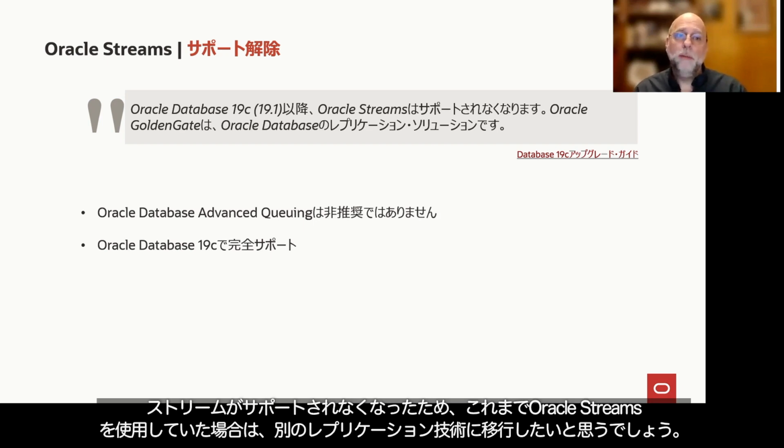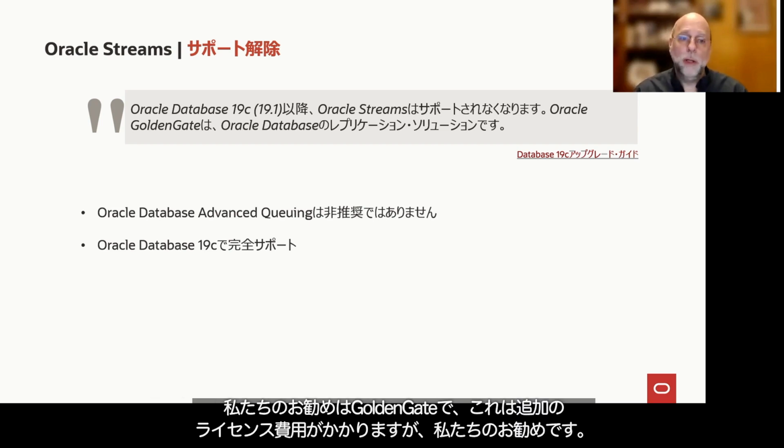So with Streams being desupported, you would want to migrate to a different replication technique if you have been using Oracle Streams up to this point. Our recommendation would be GoldenGate. And we do realize that that is an extra cost license, but that is our recommendation.